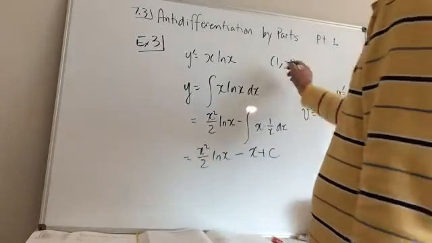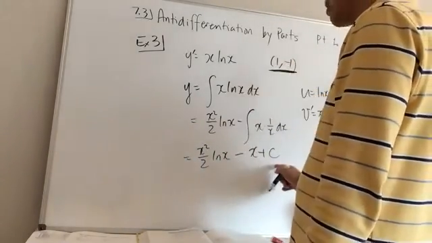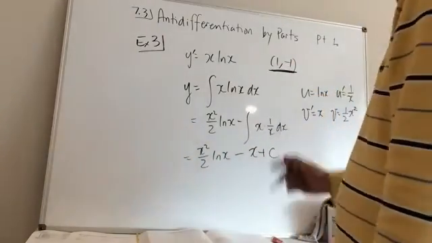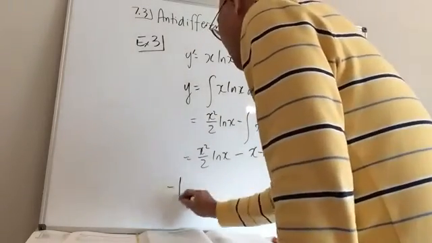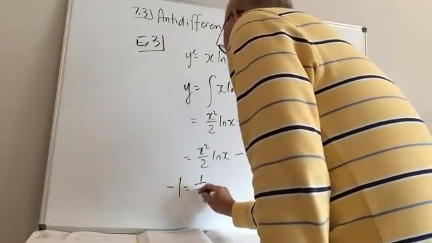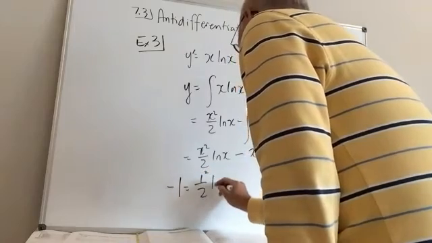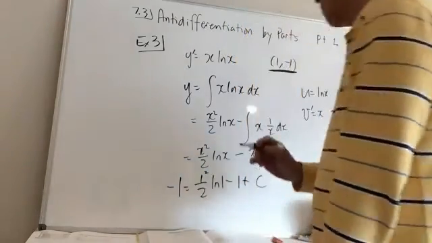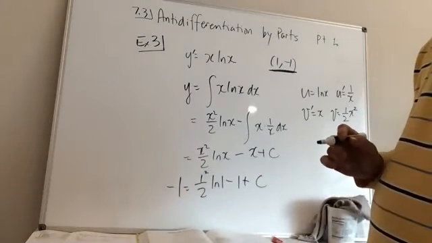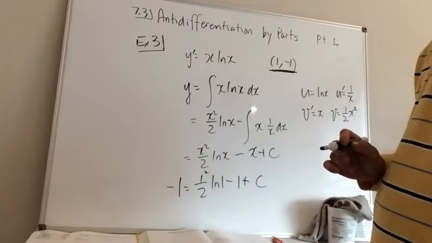But now that I have this condition, I can actually solve for c, right? Because when x is equal to 1, y is -1. So I get -1 is equal to 1/2 natural log of 1 minus 1 plus c. What is the natural log of 1, Kayla?